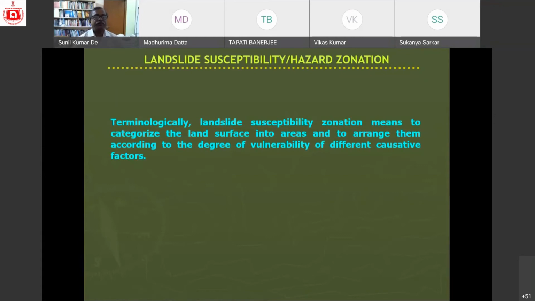For example, we are preparing different layers: slope layer, drainage density layer, then lithological layer. All these layers we are preparing related to landslide susceptibility. After that, we are superimposing all the layers and preparing the total map, which shows the susceptibility of the areas spatially. Which area is much more susceptible, which area is less. There is an international scale, of course.